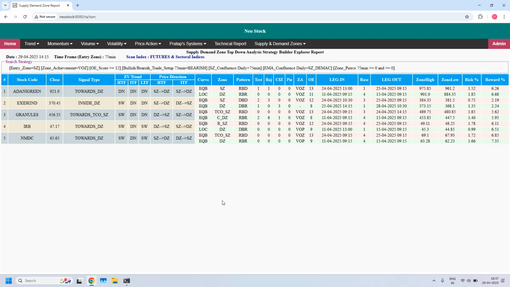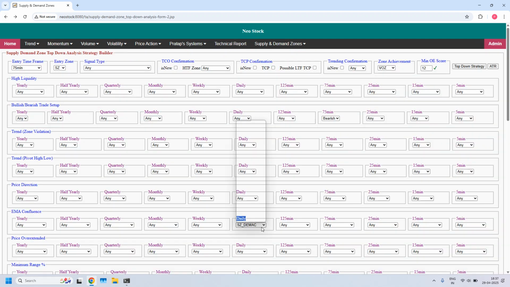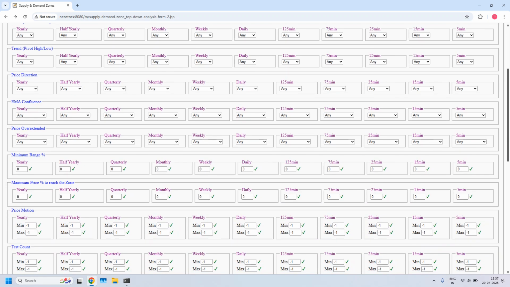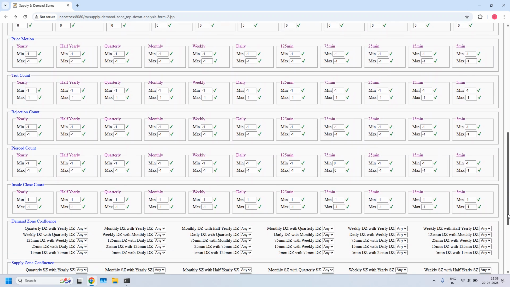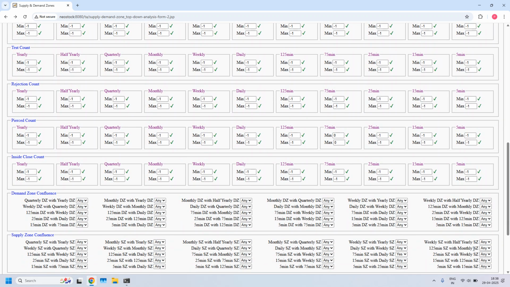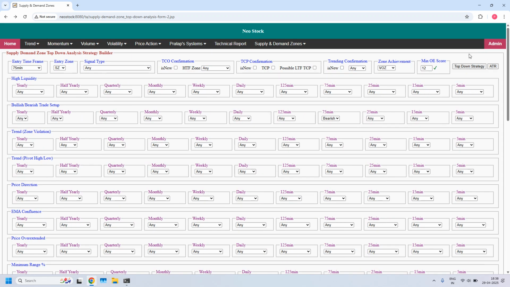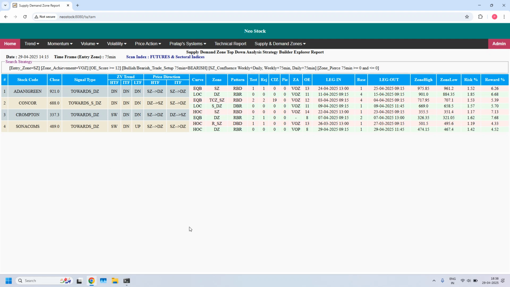Okay. Next, let us filter based on LTF, ITF and HTF supply zone confluence supported stocks. 75 minutes, daily and weekly supply zone confluence. Removing the EMA filter. In the supply zone confluence, 3 filters we have to set. First filter is already enabled, that is 75 with daily supply zone confluence. Next, 75 and weekly supply zone confluence, daily and weekly supply zone confluence. With all the 3 filters, we got 4 stocks.